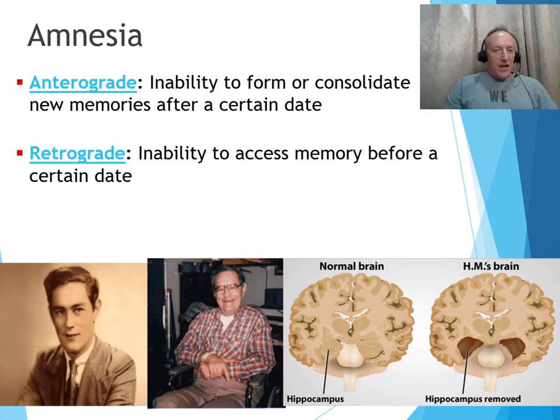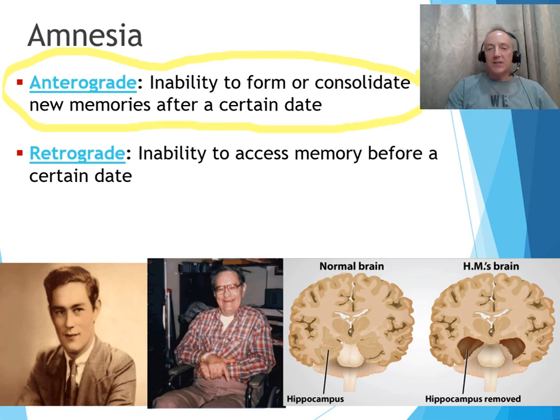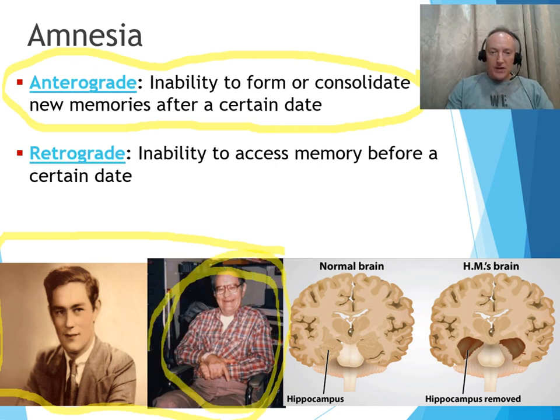So what HM had was an example of anterograde amnesia, the inability to form new memories after a certain date. Here you have pictures of HM at age 27 and HM as an older man before his death. If you were to show HM this picture of himself, he would not know who that was because this was the last explicit memory he made of what he looked like.